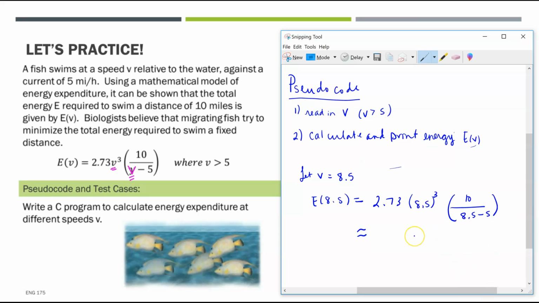Once I have pseudocode, then I can look at reading in my speed, which relates to the scanf. Not volume, I can read in my speed. That's what V was. So we're going to read in speed, make sure it's greater than 5, calculate and print energy, and then we're done. Okay, here's my test case.